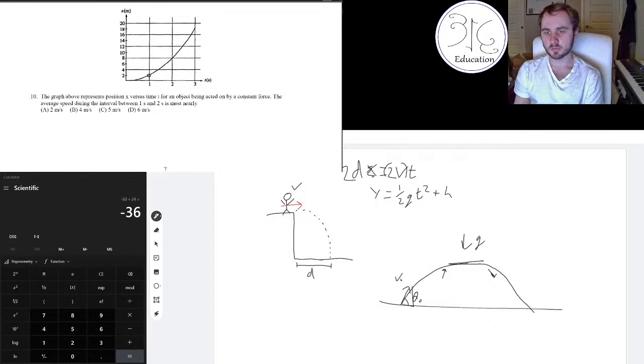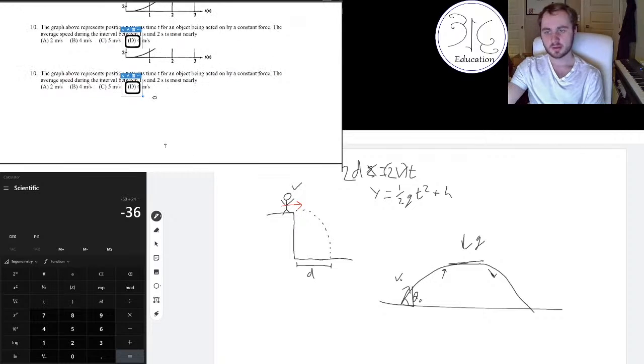And so if we look at 1 second, we're at about 2 meters, right? And then we cross the 2-second mark, we're at about 8 meters. So we basically travel 6 meters in 1 second. So that unit would be 6 meters per second for our velocity.